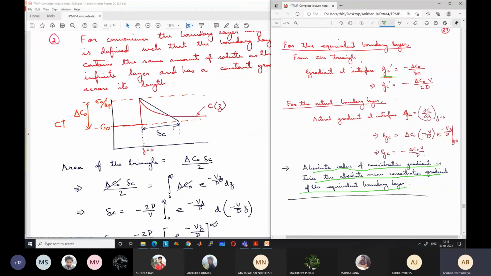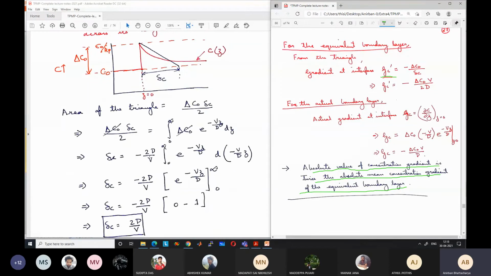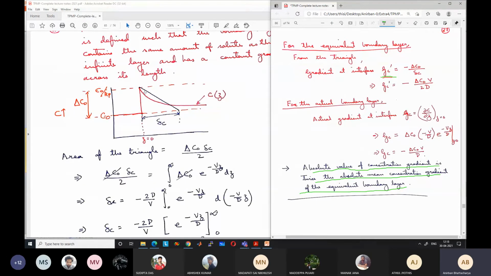So this is just for analyzing. If you want to analyze using the equivalent boundary layer, we can analyze based on this equation. If you want to analyze it using the actual boundary layer, we can analyze using the actual equation that we have derived. Any questions? Otherwise, we will take a break here.